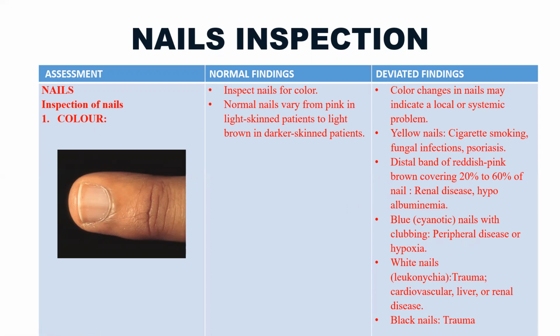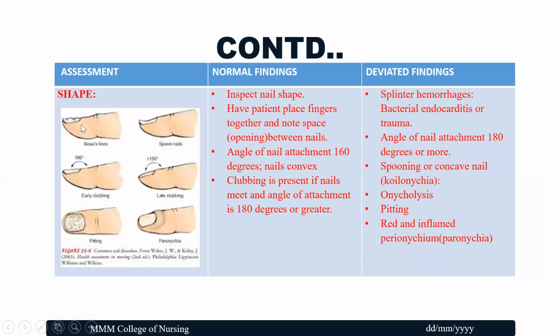White nails, that is leukonychia, indicate trauma to that particular nail. Cardiovascular, liver, or renal disease might be the underlying cause. And black nails indicate trauma. Now, let's move on to the shape. First, we inspect for color, then we go on to the shape.